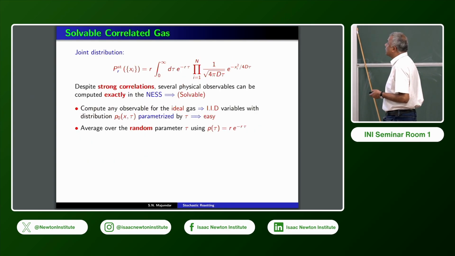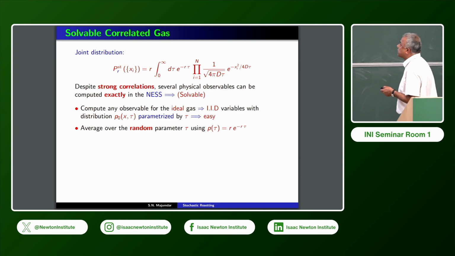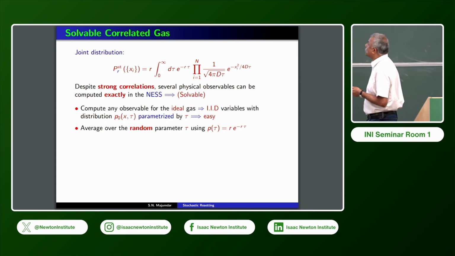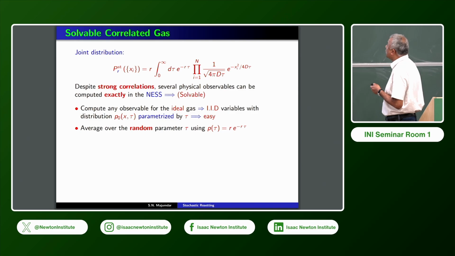But the nice thing is that even though this is a strongly correlated point process, you can actually calculate all the different physical observables exactly, because of this particular conditionally independent IID structure. We call them conditional IID variables, because conditioned on tau they are IID, but when you integrate over this parameter tau, they become stationary. Essentially, to compute any observable, you compute it inside the integral with the parameter tau. For an ideal gas, it's very easy, since they are IID variables.